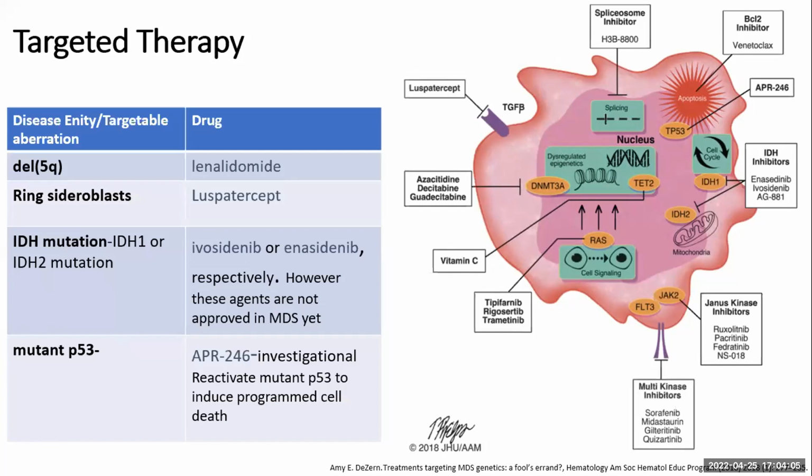And then the mutant P53 mutation, the APR246 is investigational, but has been seen to reactivate the mutant P53 to induce programmed cell death. And there are other targetable aberrations, as shown on this cartoon here, where things like your venetoclax, your JAK inhibitors, and so on, are actually being tried in patients with MDS.